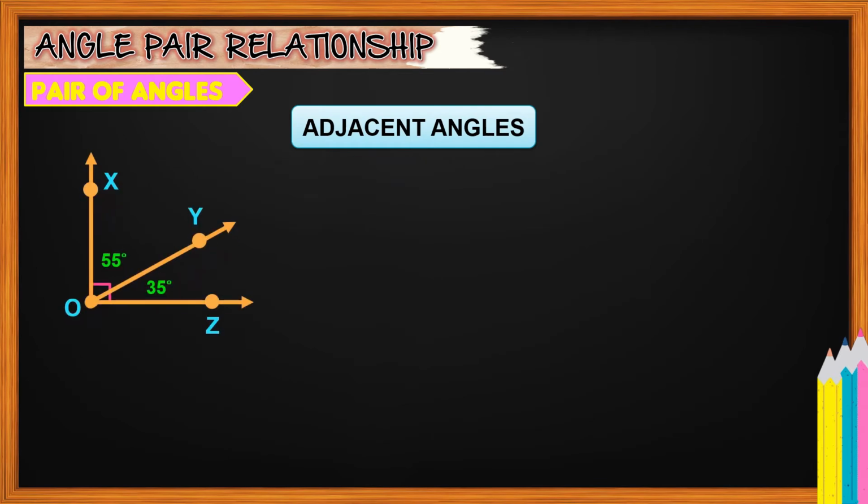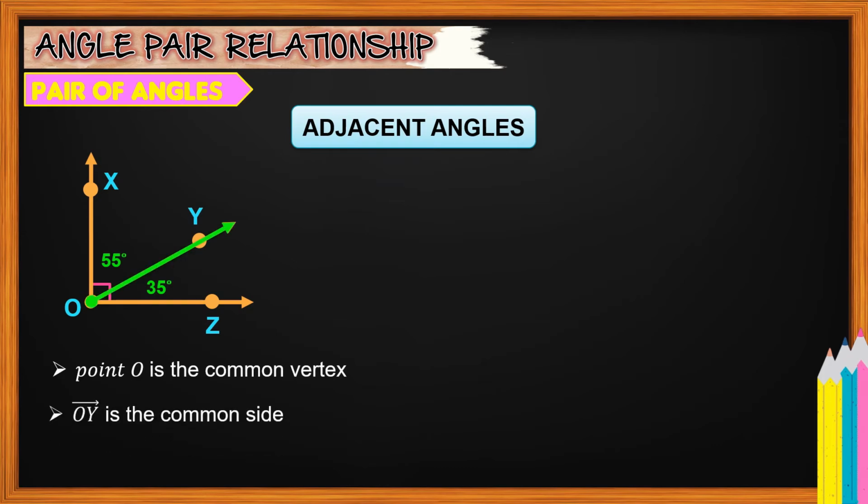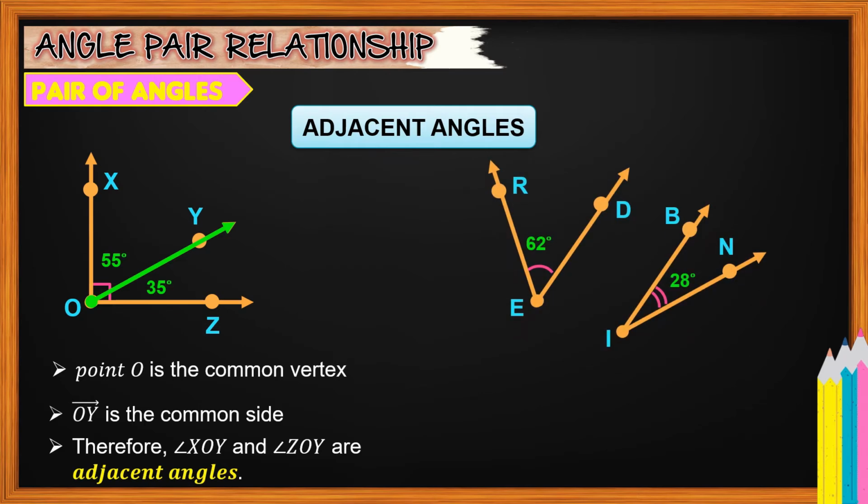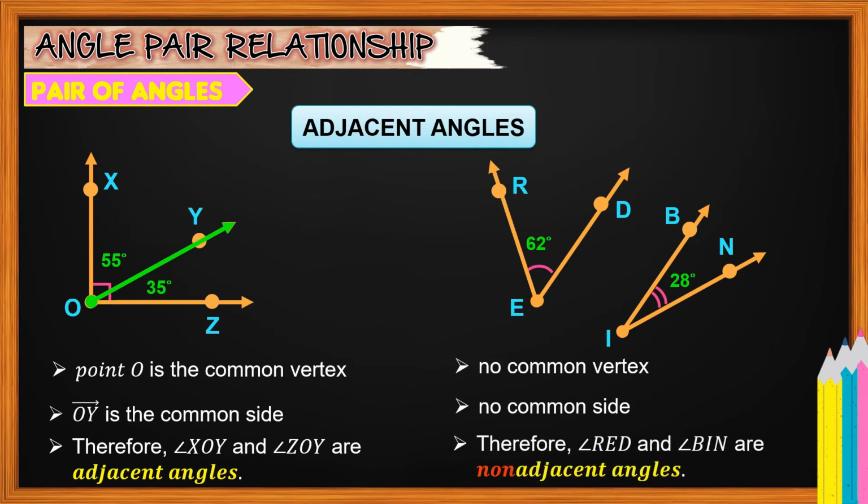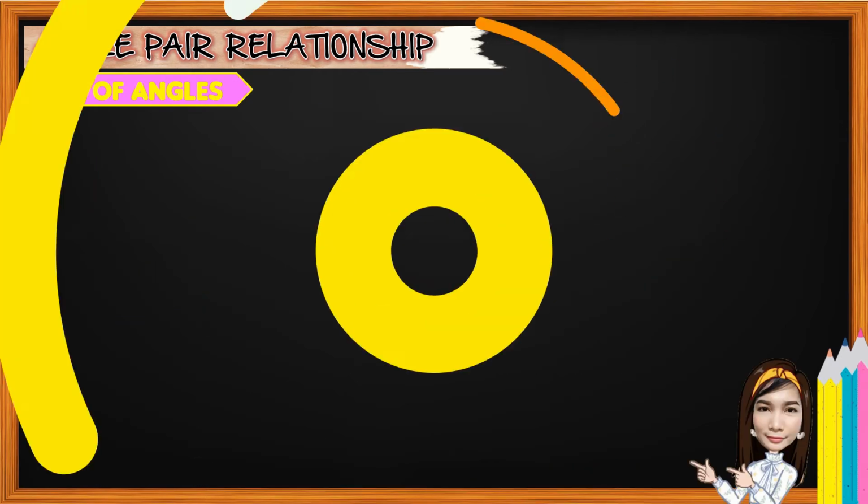Given the first figure, we can say that point O is the common vertex and ray OY is the common side. Therefore, angle XOY and angle ZOY are adjacent angles. For the next figure, there is no common vertex and no common side. Therefore, angle RED and angle BIN are non-adjacent angles.